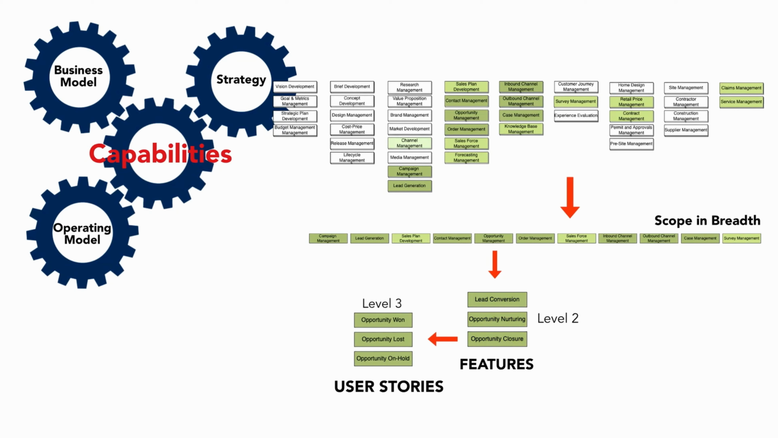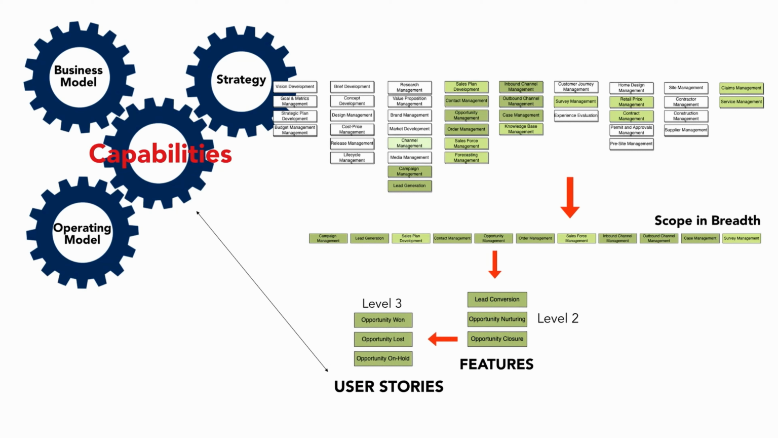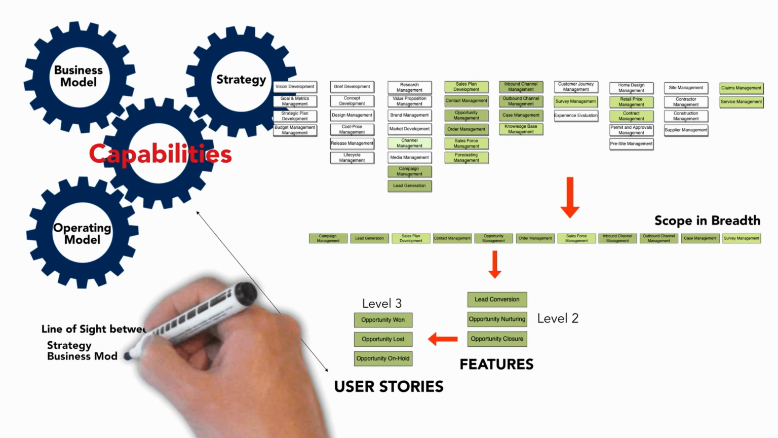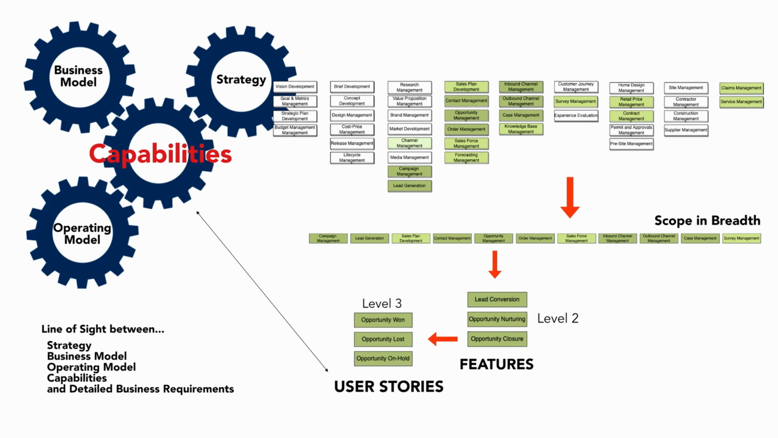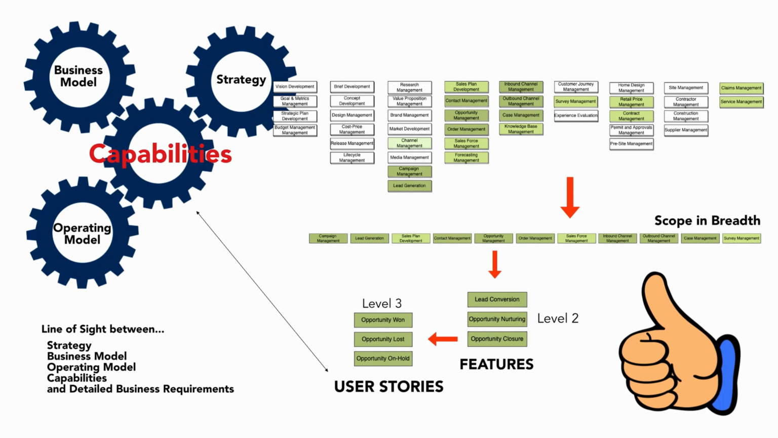The power of this approach is the creation of a line of sight, from strategy to business model to operating model, down to detailed business requirements, in this case, user stories. And by connecting this, we give ourselves the best chance of developing successful business and technology solutions.